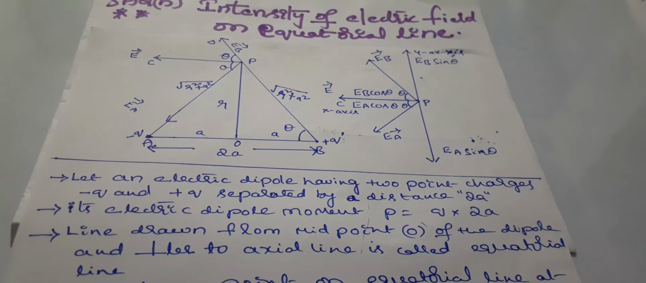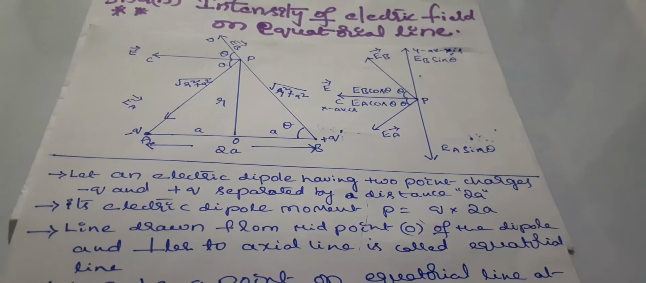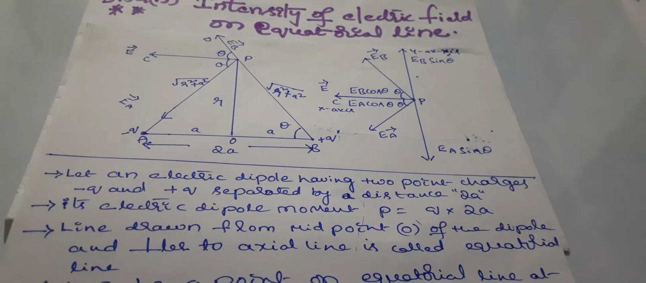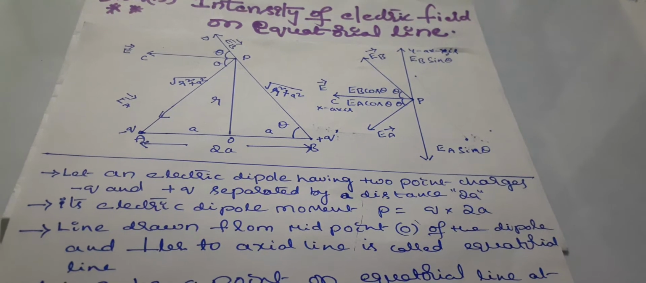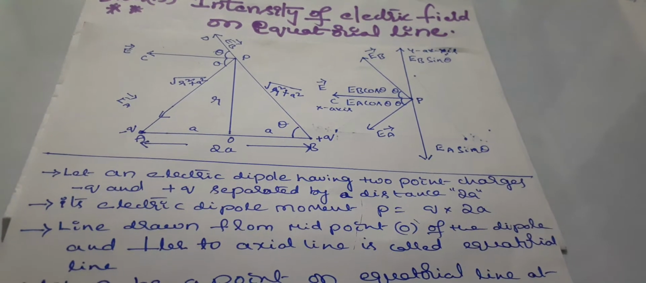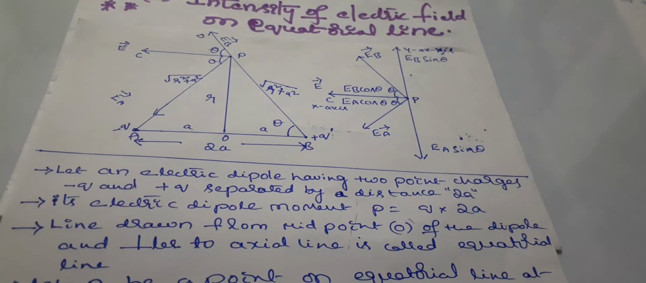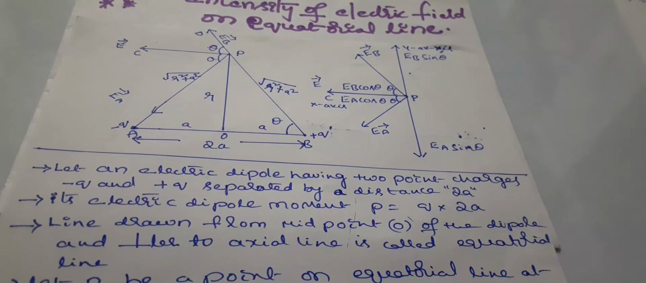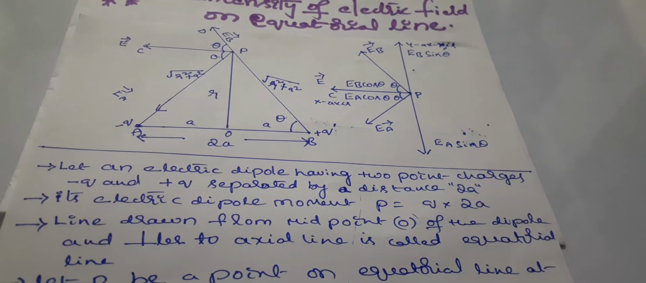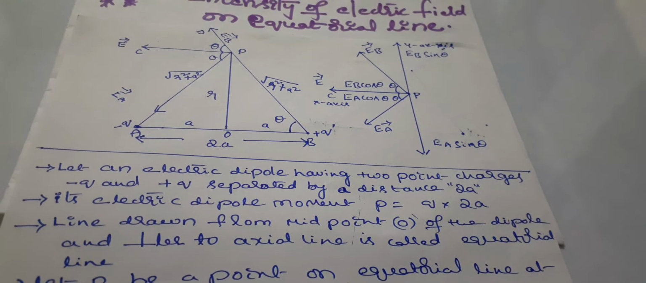So let an electric dipole have 2 point charges minus q and plus q separated by distance 2a. So 2a is called the electric dipole length, students, and O is the midpoint of the dipole. From O to minus q, at the point A, the distance is small a. From O to plus q, the distance is small a. So the total electric dipole length is a plus a, 2a. Now the second point: the electric dipole moment P is q into 2a, students.